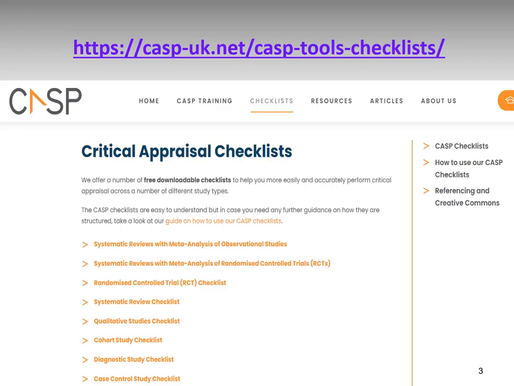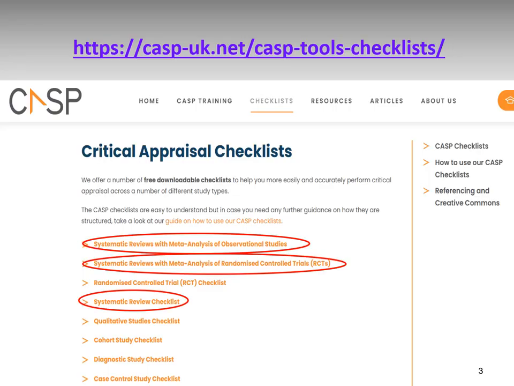We have already seen that there are various checklists that can be used to assess the quality of primary studies. But there are also checklists to evaluate the quality of systematic reviews and meta-analysis. These checklists may also help you to make sure that your review or meta-analysis is of good quality.